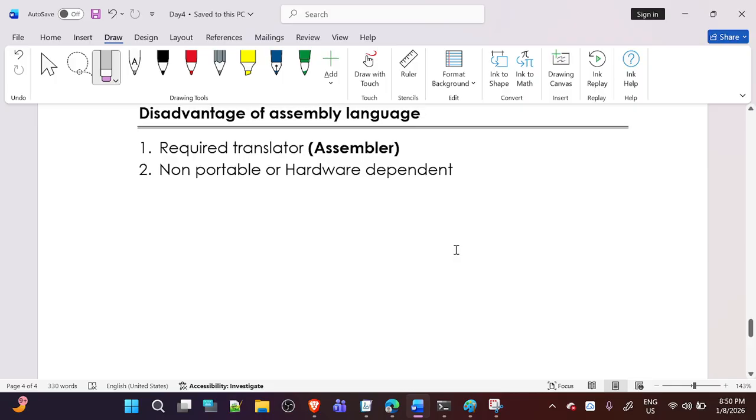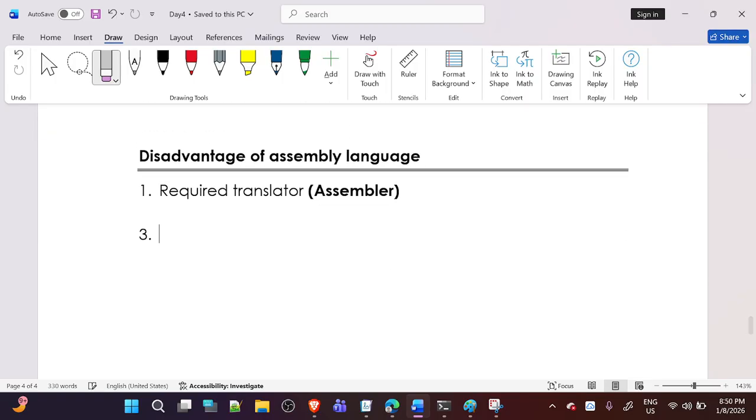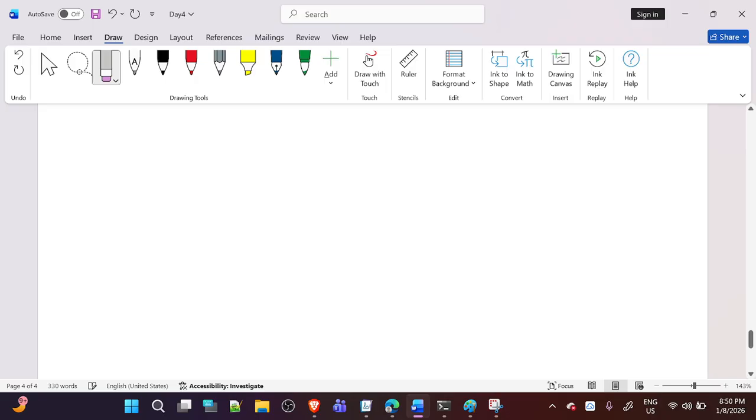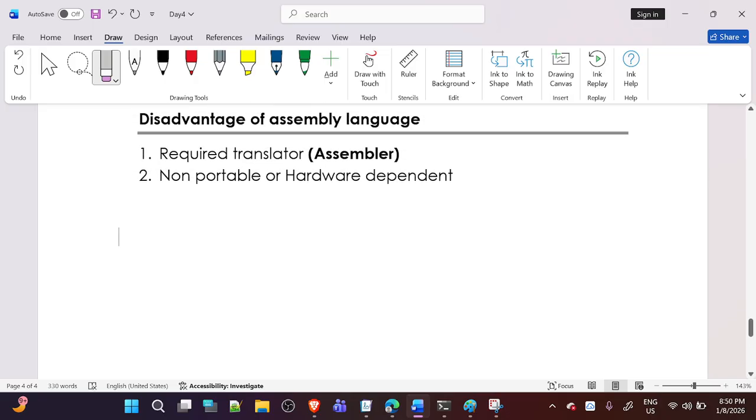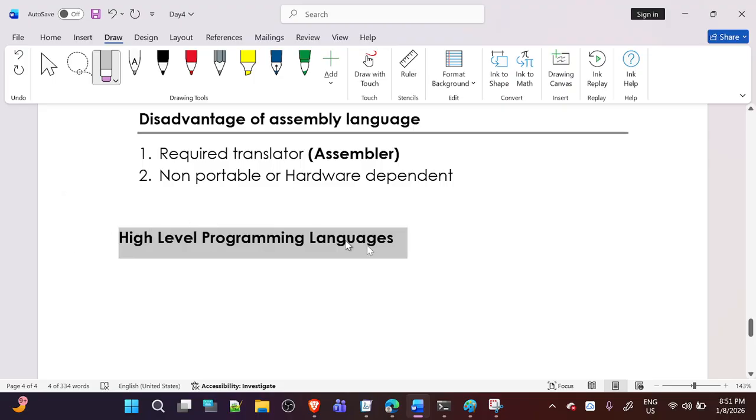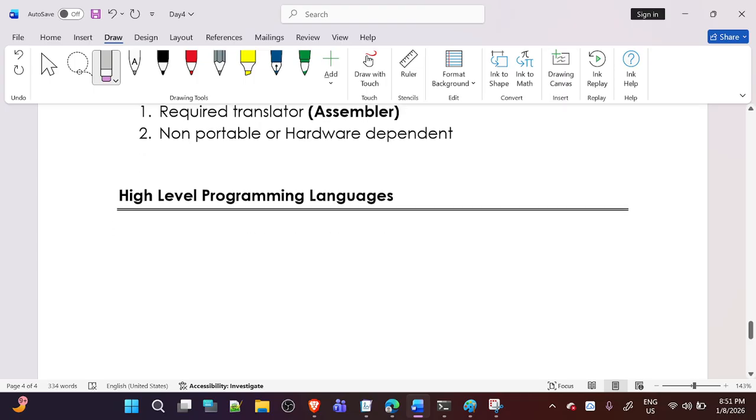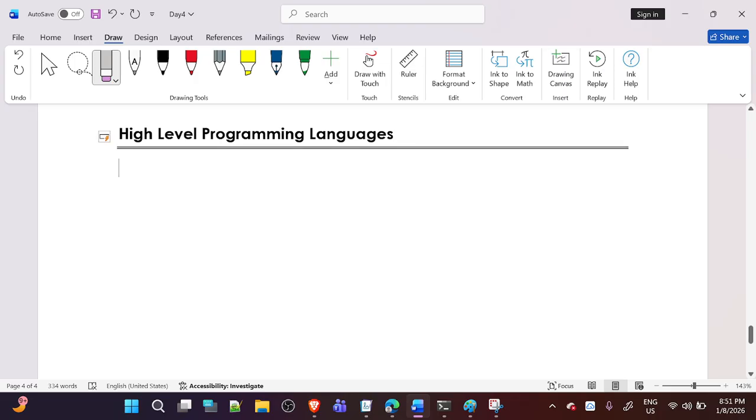Okay, so next we have to discuss how we can overcome these challenges with the help of high level programming languages. Okay, so with the help of high level programming languages we can overcome such challenges. Now the question is, what is a high level programming language?